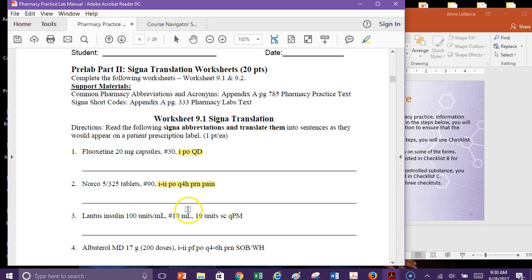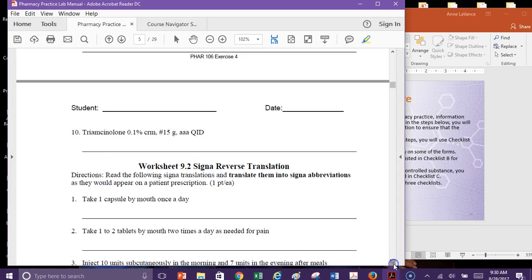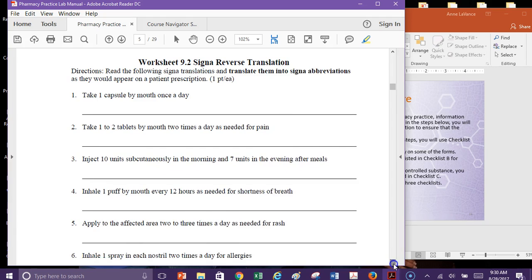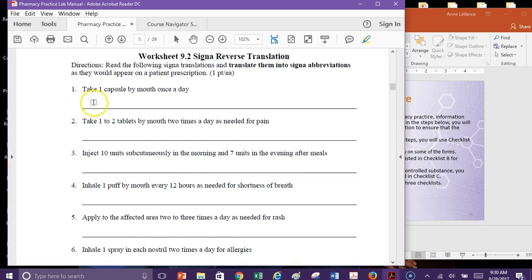Let's go on to the next page of the worksheets. In this one, you're going to just change this. So it would be T for take, the Roman numeral 1, or an I, then cap, C-A-P, P-O for by mouth, Q-D for once a day. So that's what you will do to practice through the Sig worksheets.